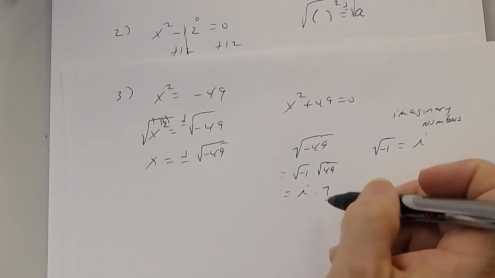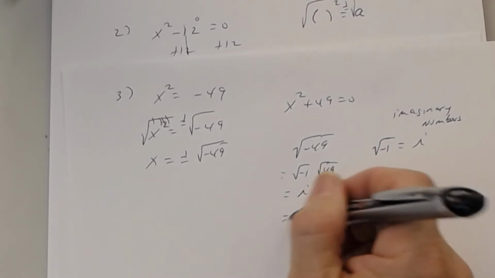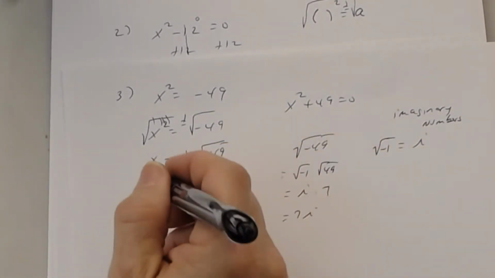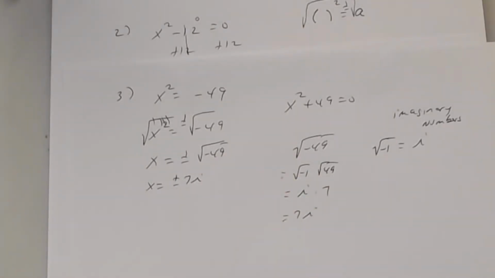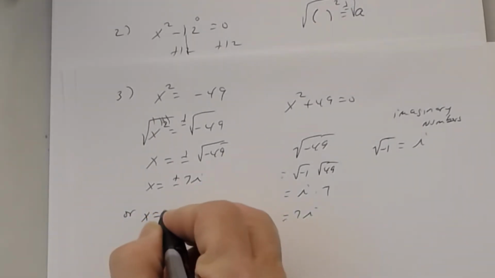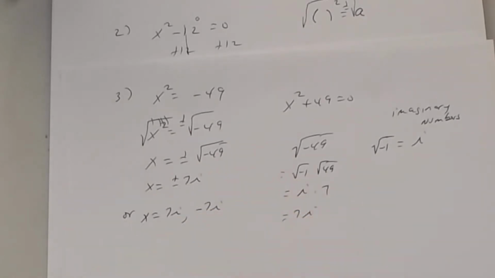But we saw that there is a proper way to write this. You're not going to say i7. You're going to say what? 7 times i. So over here, what are your two solutions? Plus or minus 7i. Someone else could have said this, though. They could have said x equals 7i, comma, what's the other one? Negative 7i. Okay? So in MyMathLab, when it says separate using commas, then that's the one they're talking about. All right, number 4.